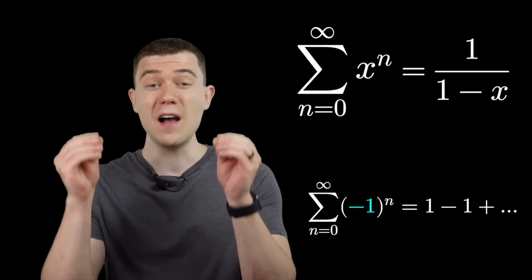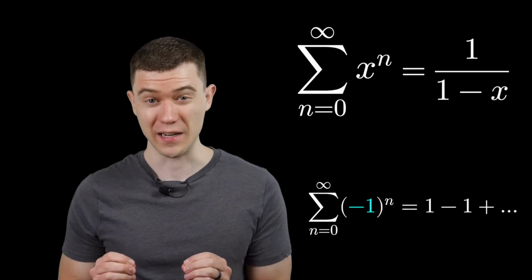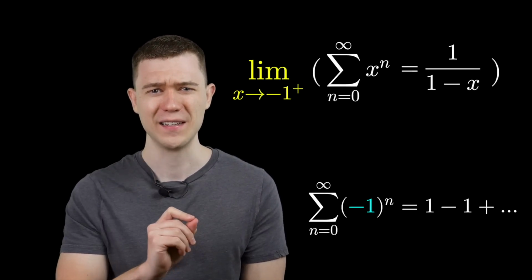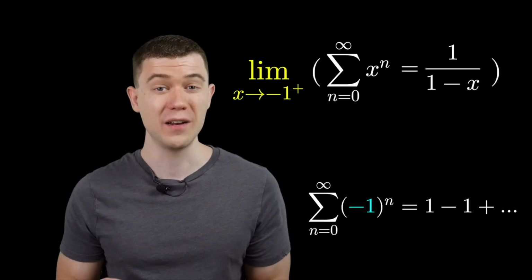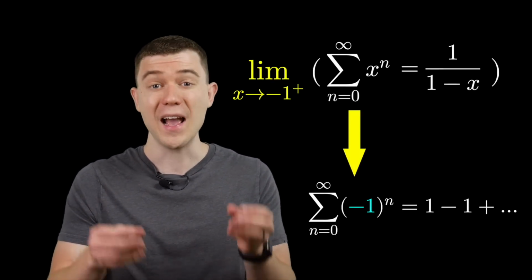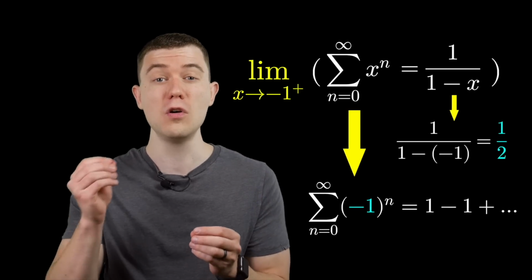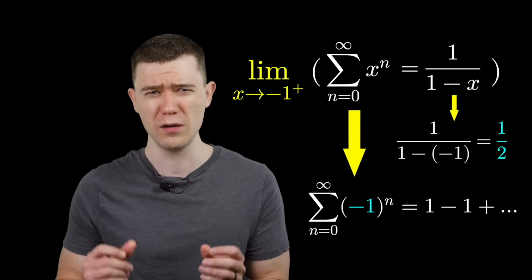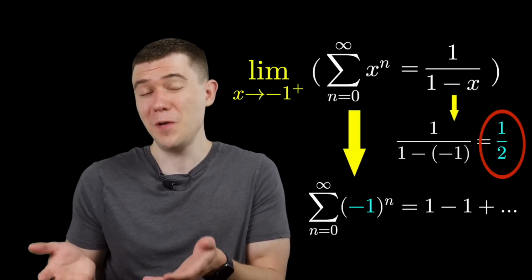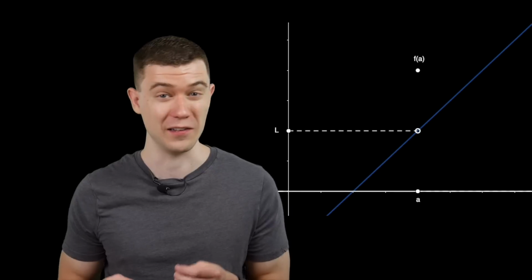So if we can't evaluate right at x equals -1, what if we approached it? What if we did limits? If we let x approach -1, then the geometric series approaches the Grandi series, and its sum approaches 1 over 1 minus -1, or 1/2. That's pretty interesting, but we know limits as x approaches a can be different than the function evaluated at a.